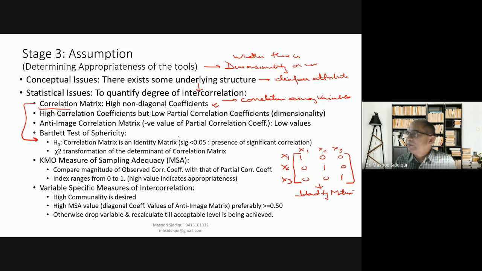And if we reject this, reject H naught means this is not an identity matrix. Then we can say that there is substantial correlation. And for the rejection, we know if the p-value or the significance is less than 0.05, then we say that H naught is being rejected. So now I am showing you the output. Just a moment.